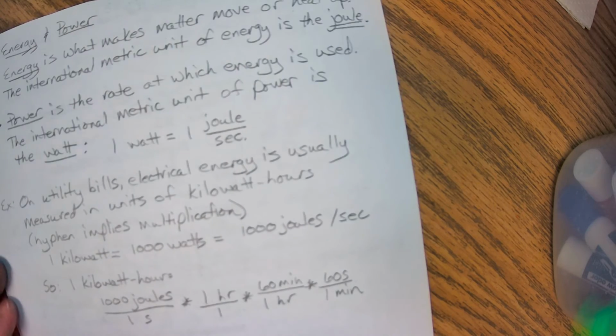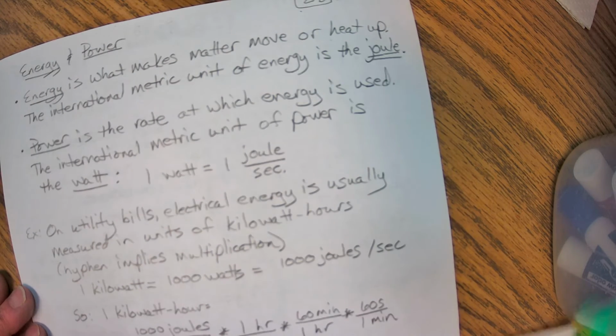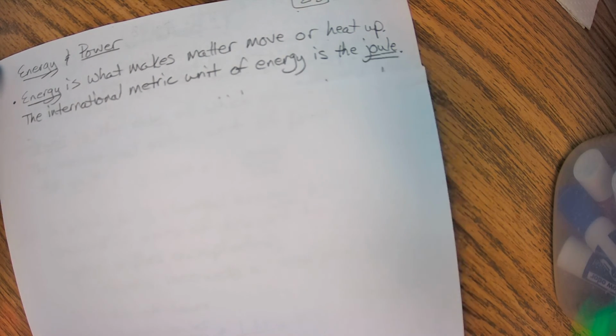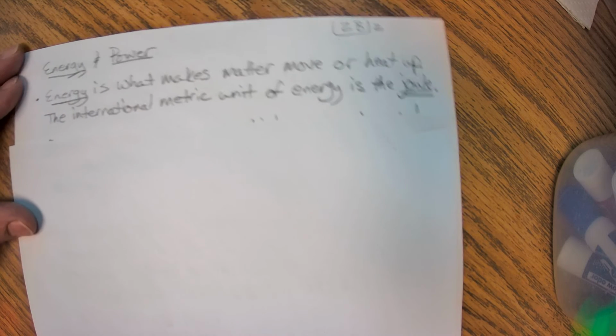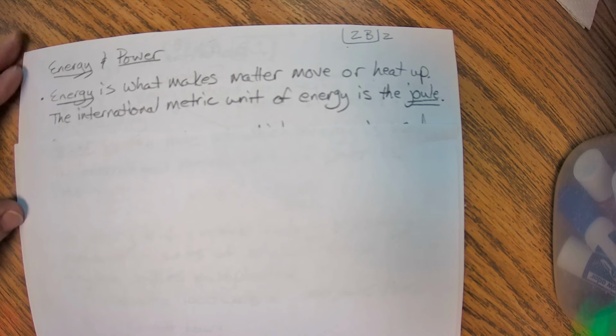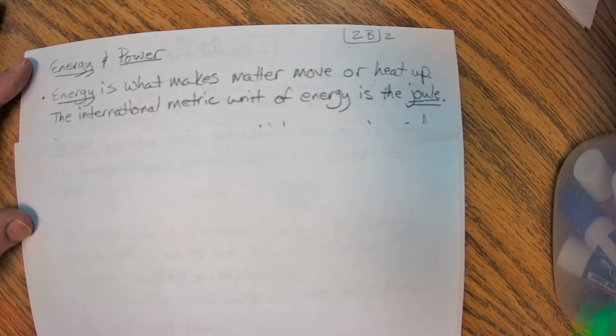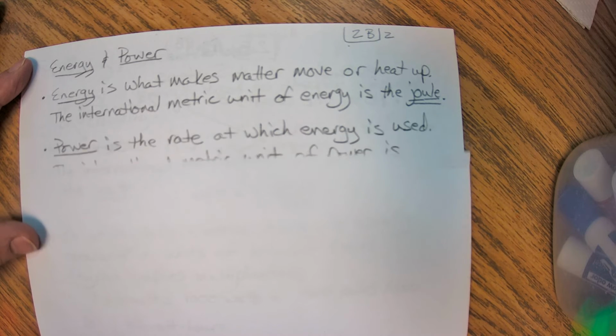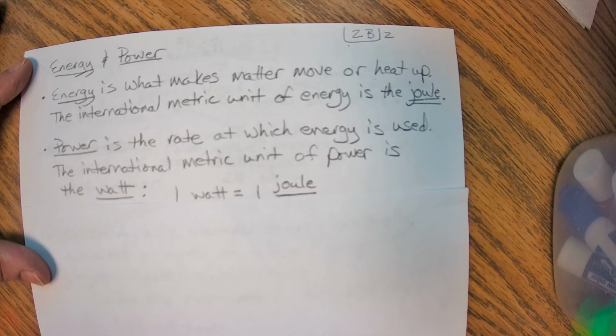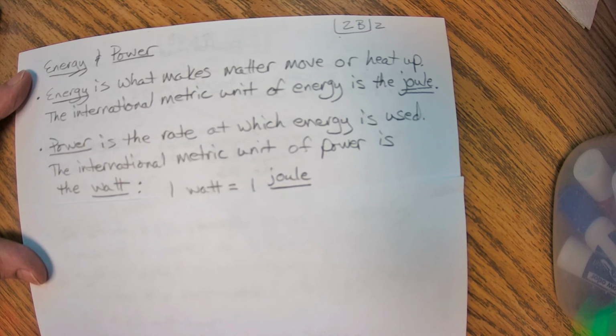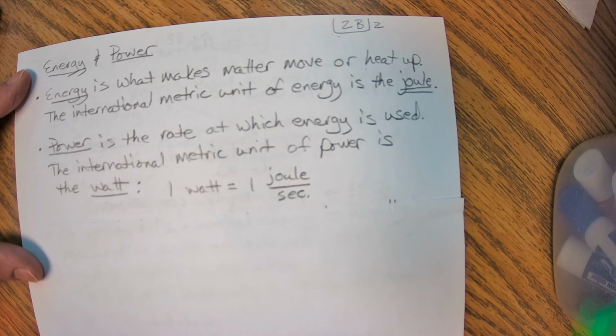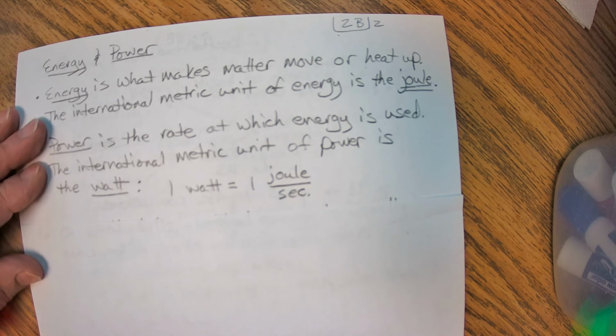And then in this section, we're going to talk about energy and power. Energy is what makes matter move or heat up, and the international metric unit of energy is the joule. Power is the rate at which energy is used. The international metric unit of power is the watt, and 1 watt equals 1 joule per second.